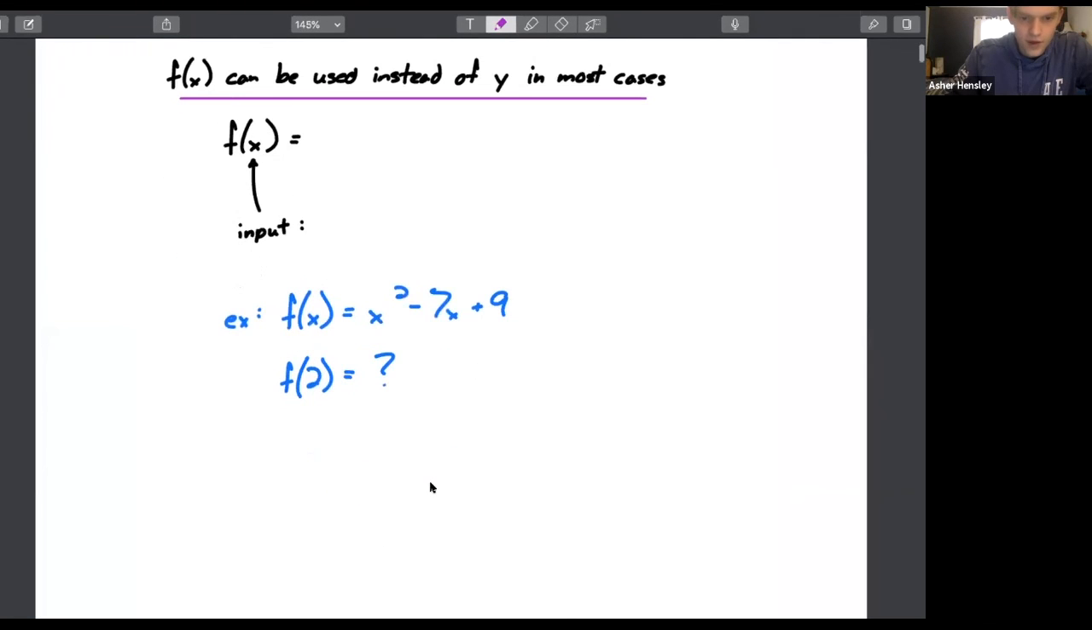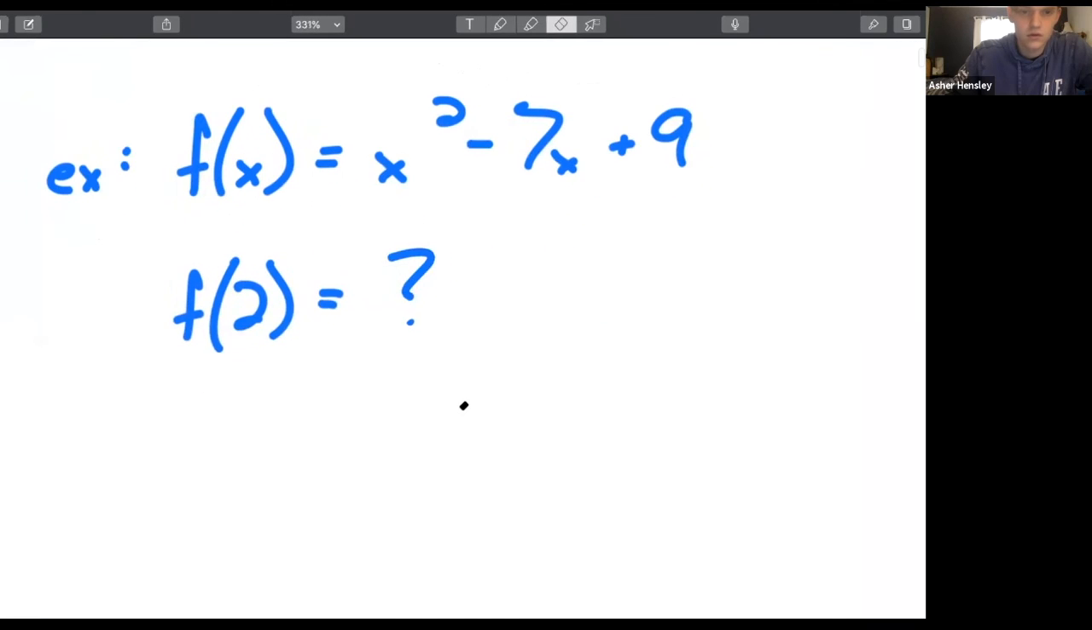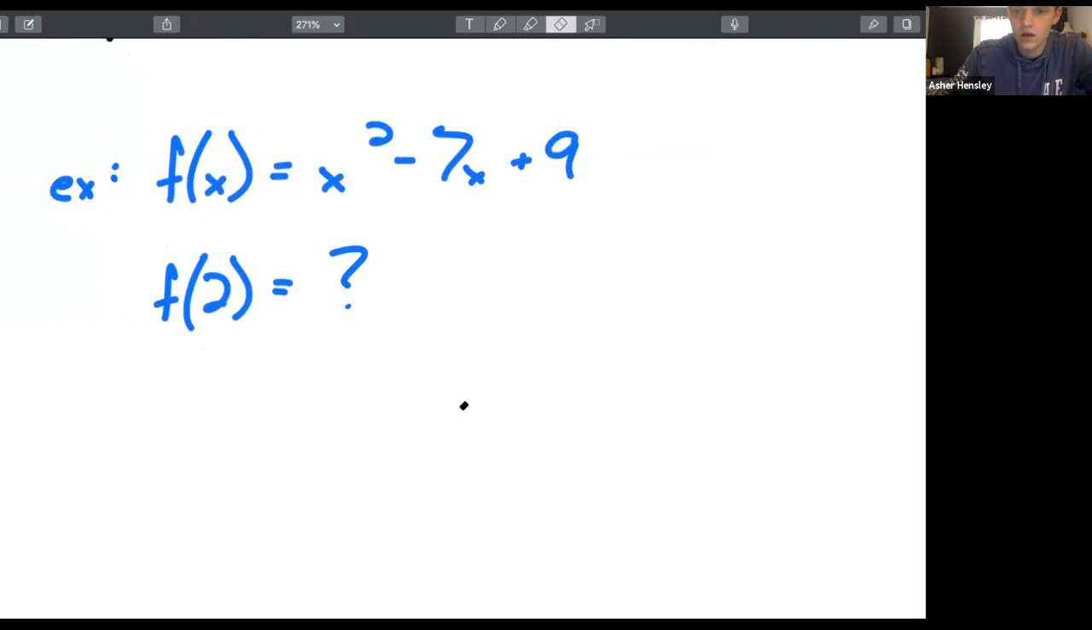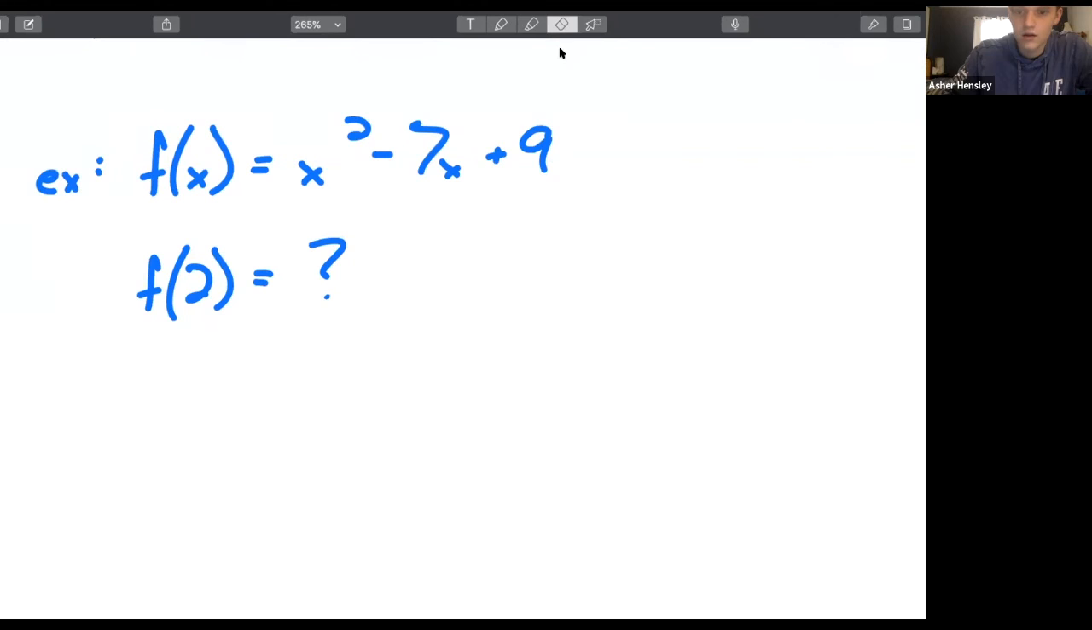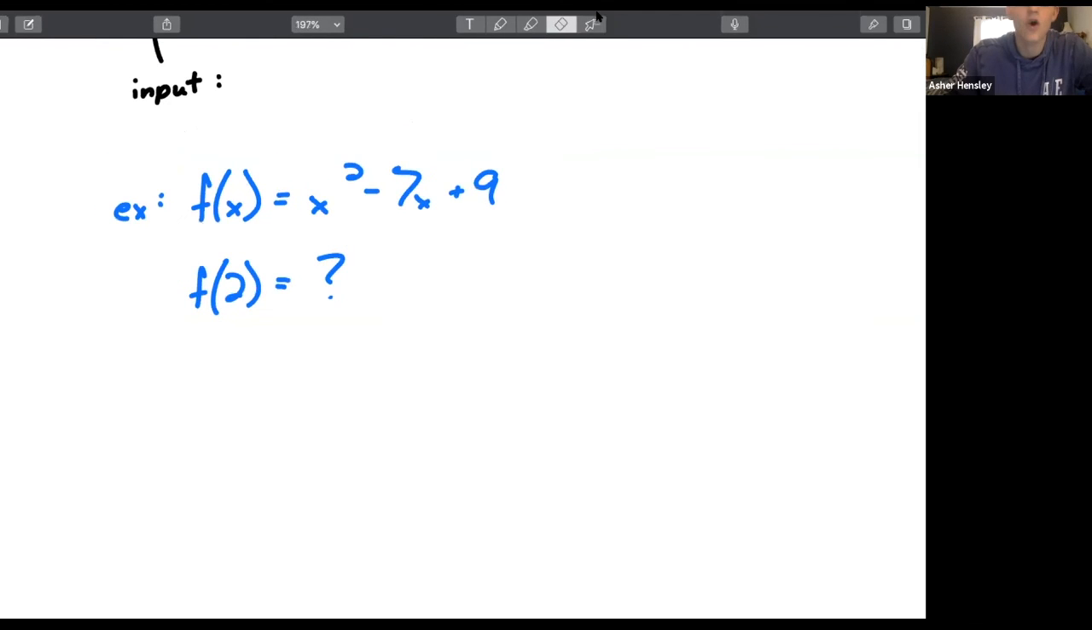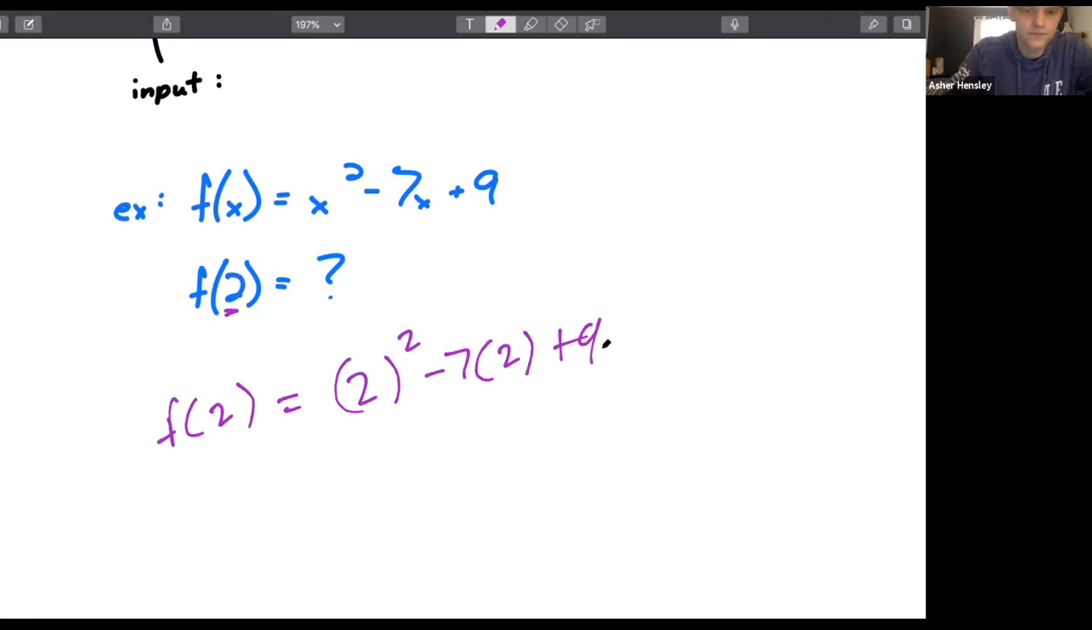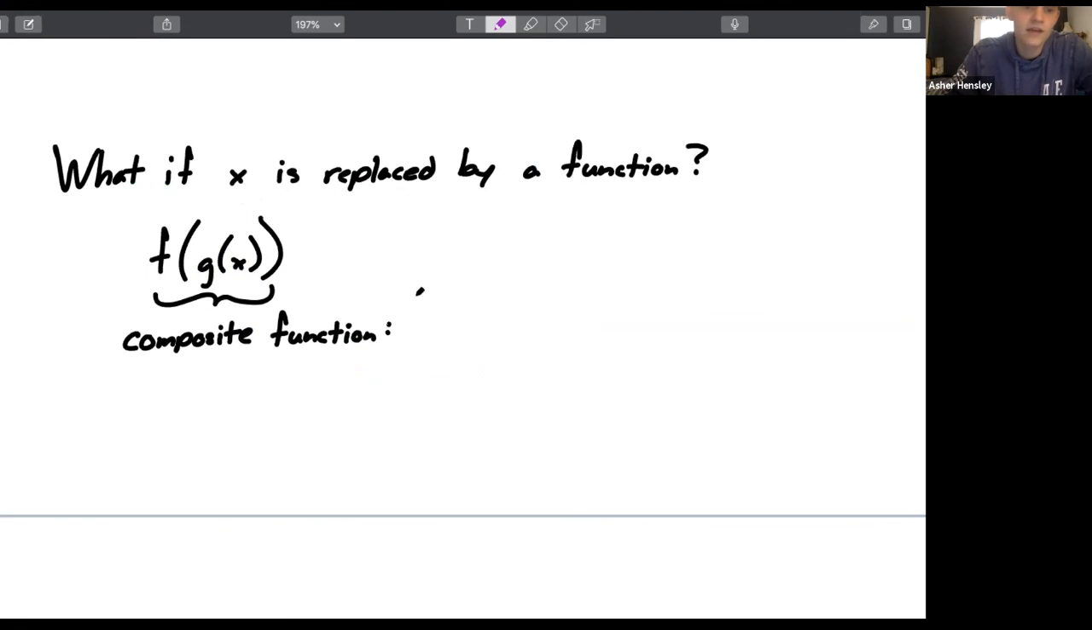So if f of x equals x squared minus 7x plus 9, we remember x is our input. And we have f of 2 is going to equal what? What are we going to do here? How do we solve this? All we need to do is put 2 in for x. Substitute 2 for x. Excellent. Perfect. That's all that means. That means 2 is our input. So we're just plugging in 2 for x. So f of 2 equals 2 squared minus 7 times 2 plus 9. That's it. So now we can replace x with a variable.